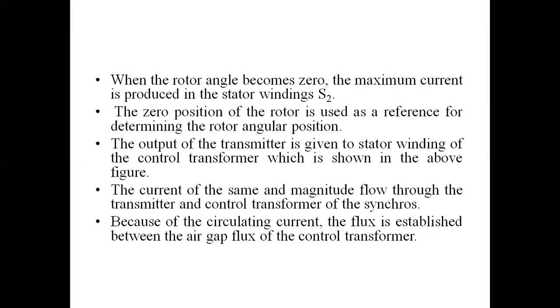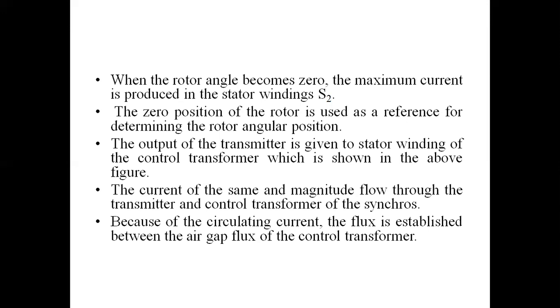The maximum current is produced in the stator windings. The zero position of the rotor is used as a reference for determining the rotor angular position, whereas the output of the transmitter is given to the stator winding of the control transformer, which is shown in the figure. The current of the same magnitude flows through the transmitter and control transformer of the synchro.